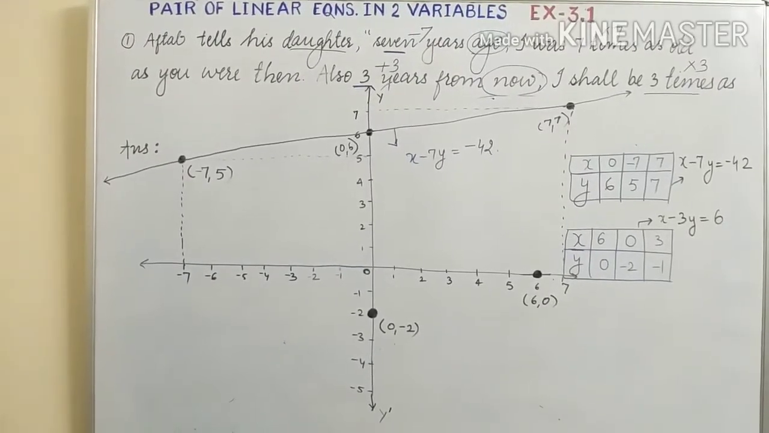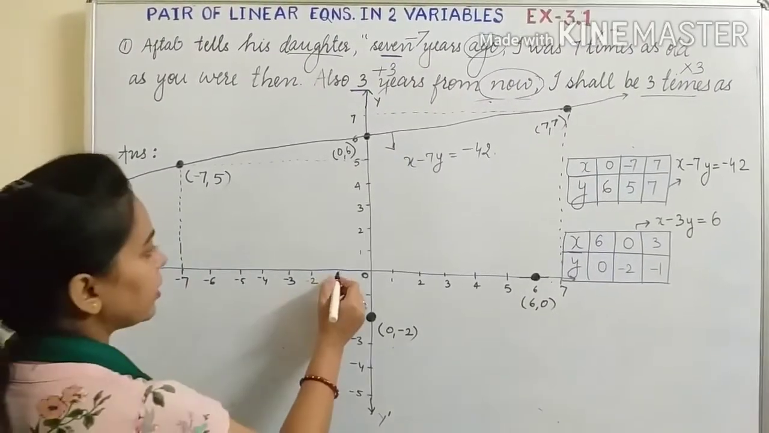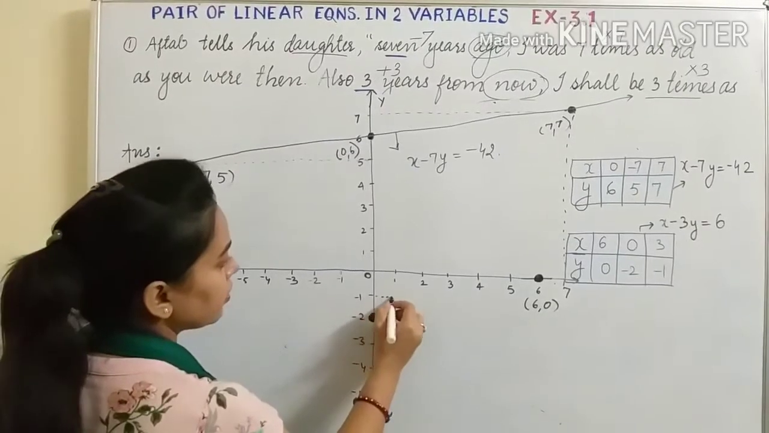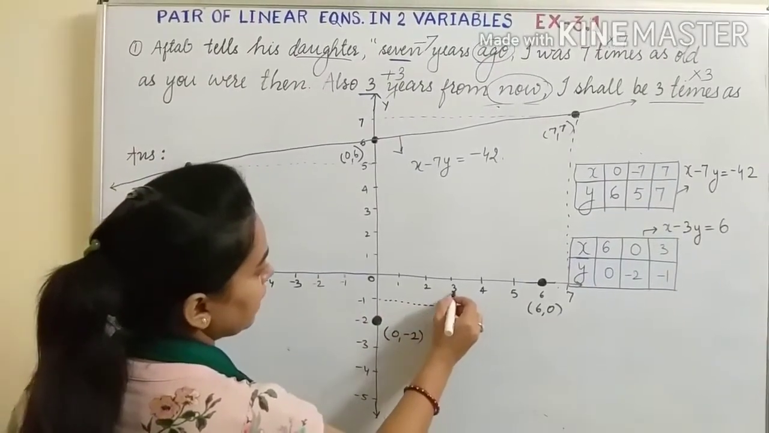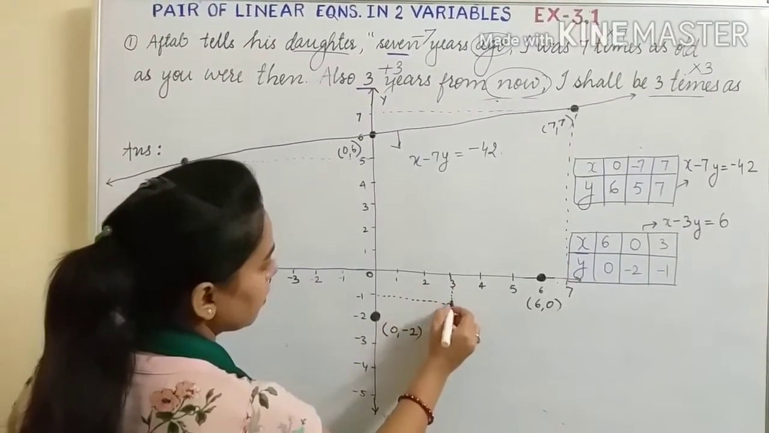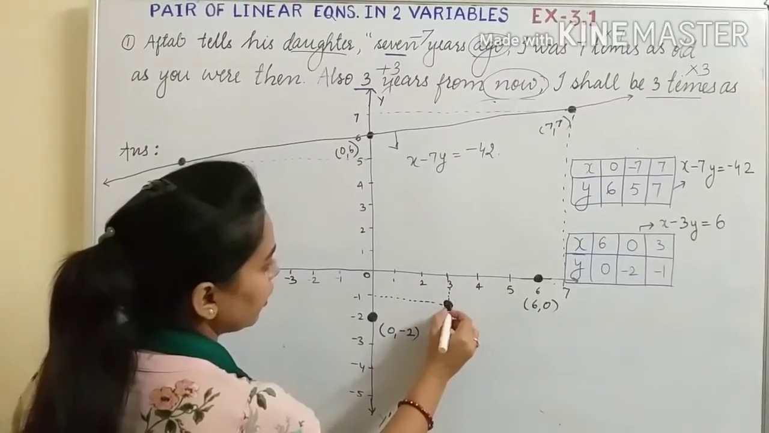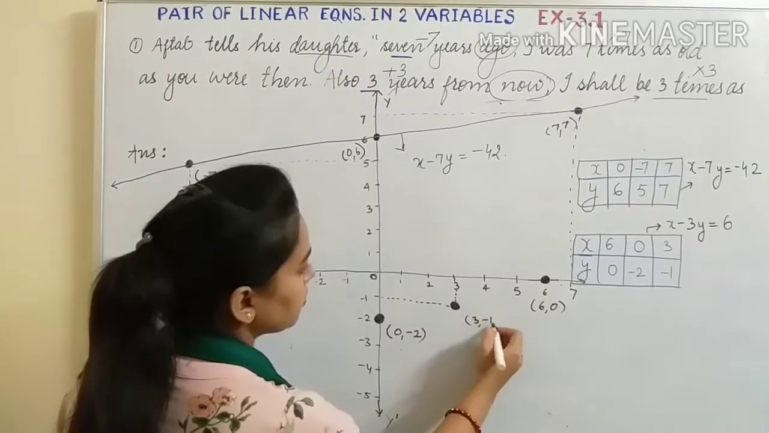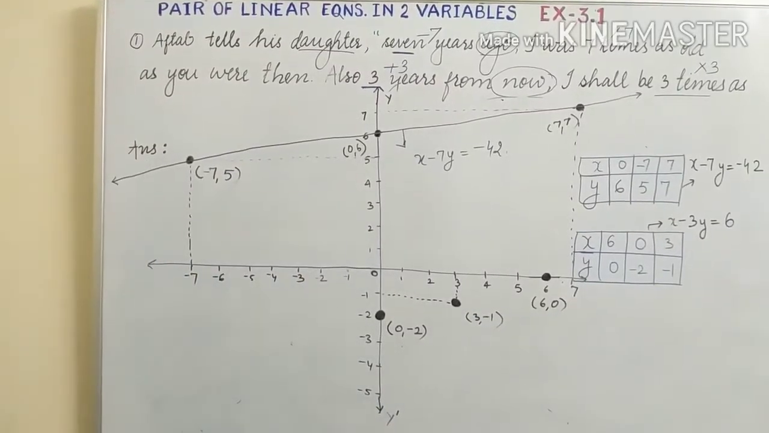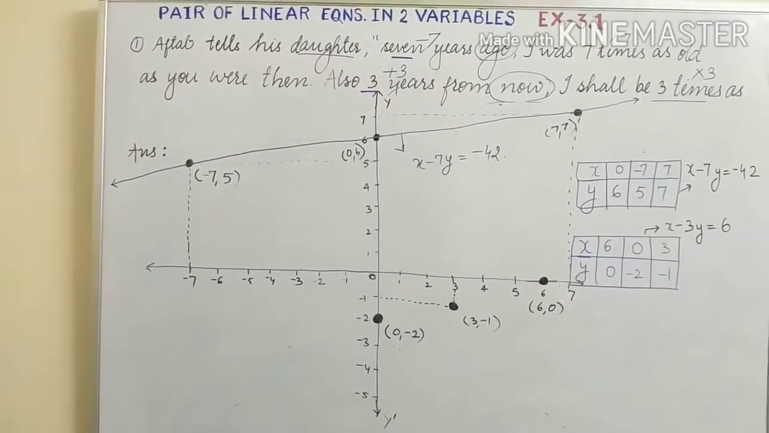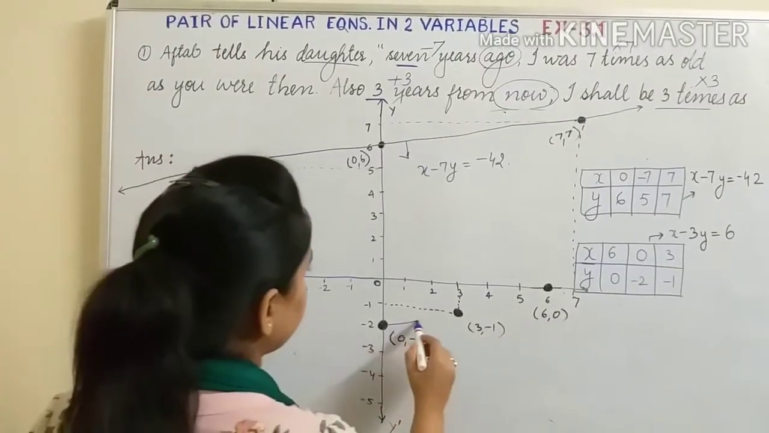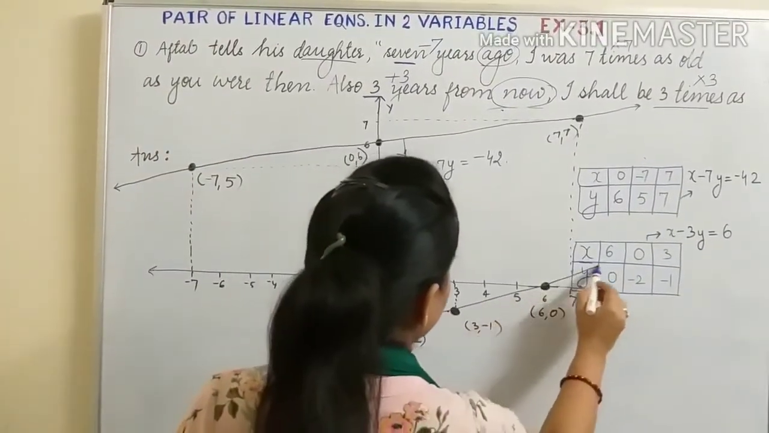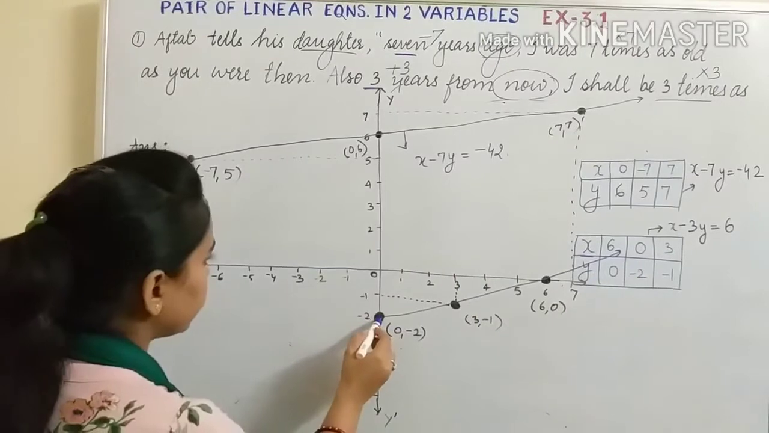Then x is 3, y is minus 1. This is the point. Now you can see that these all are in the same line. Again, join these points to make the line. Extend these lines in both directions.